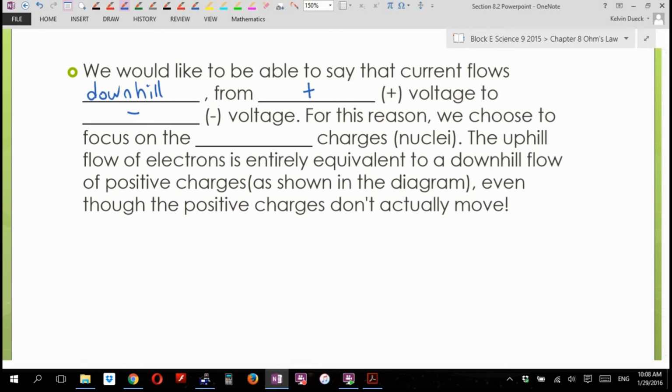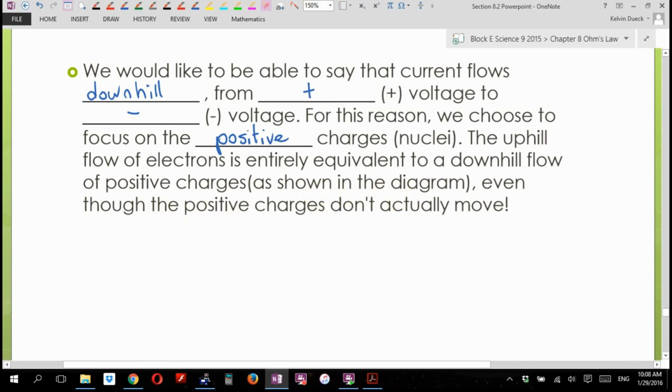So, we're going to focus on the positive charges, the nuclei, the protons. We're going to pretend that the positive charges can move. I know they can't, but it's so much nicer mathematically. And you know what? Electrons flowing to the left, sorry, left is that way for you guys, that's really mathematically the same as protons moving to the right. If you lose negatives, isn't that the same as gaining positives? And if you gain negatives, isn't that the same as losing positives? So the uphill flow of electrons is mathematically equivalent to the downhill flow of positive charges, as shown in a diagram in a little bit.